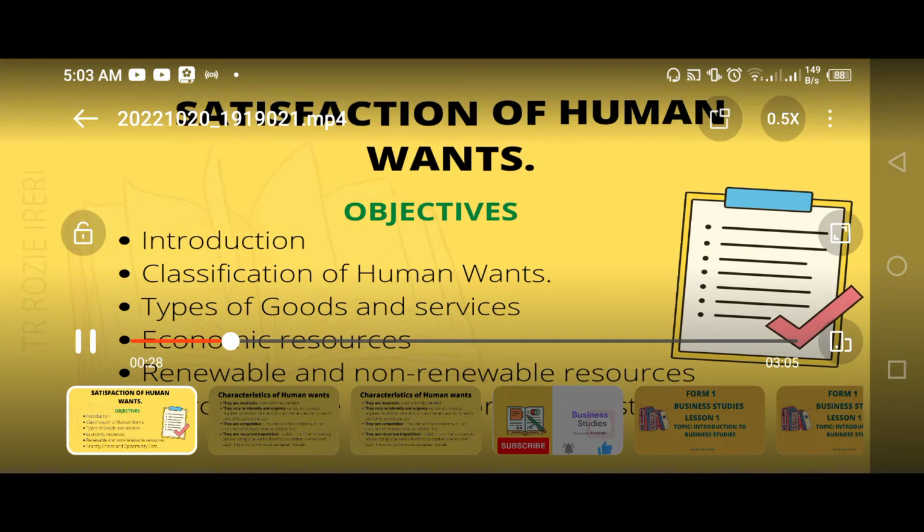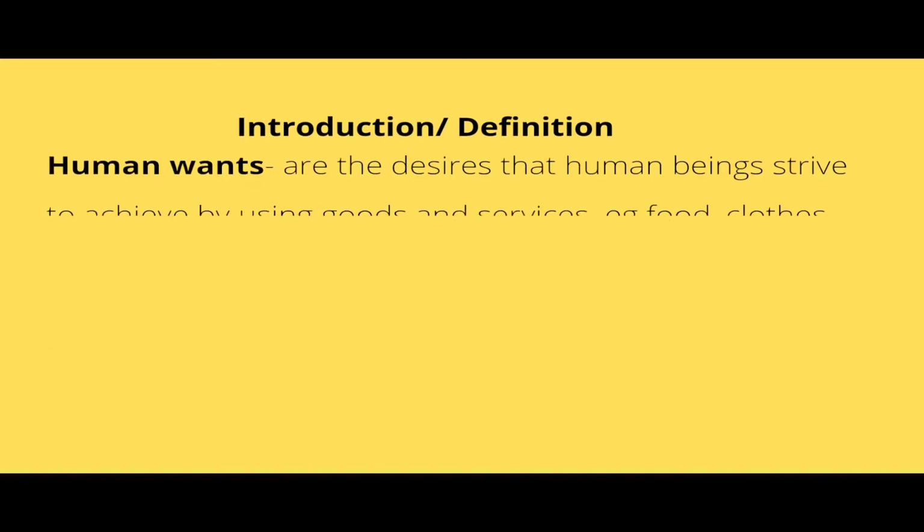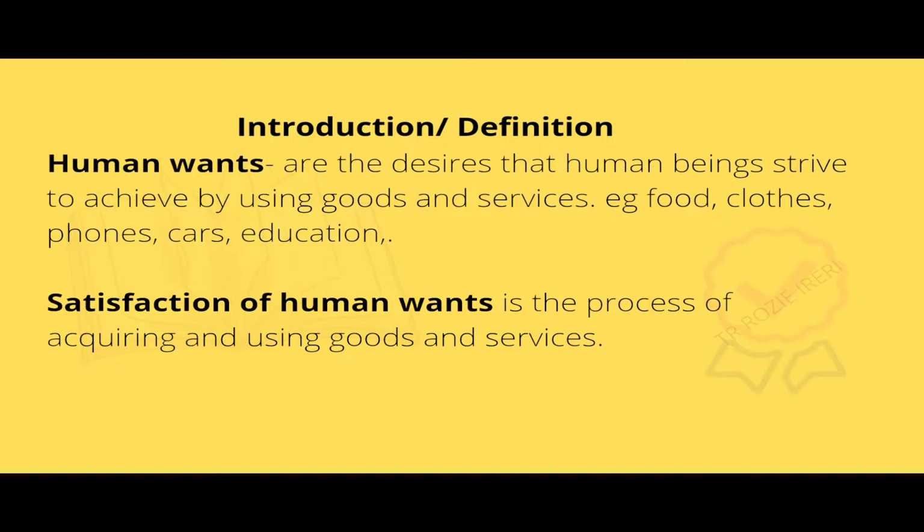Now, we are going to see that human wants require goods and services for them to be satisfied. And that's why we are saying that the process of acquiring and using goods and services is what we are referring to as satisfaction of human wants.